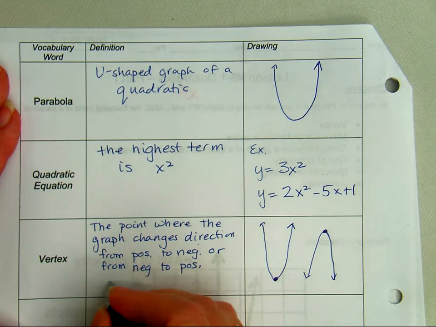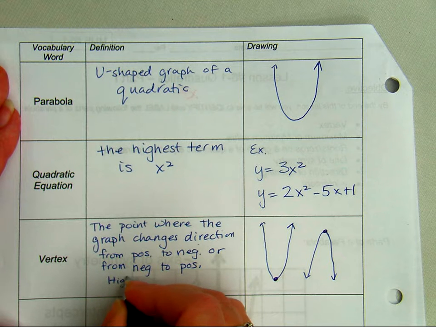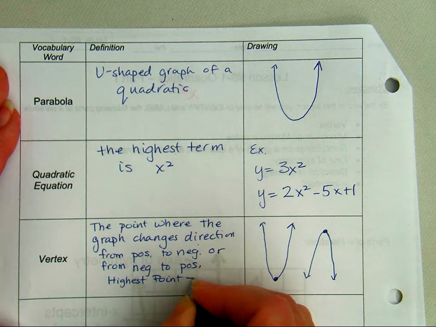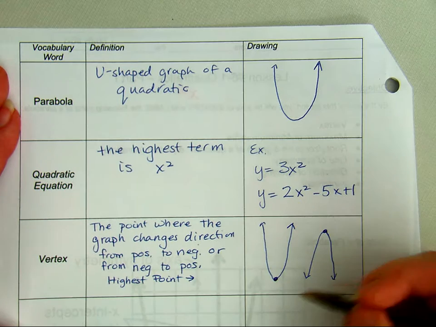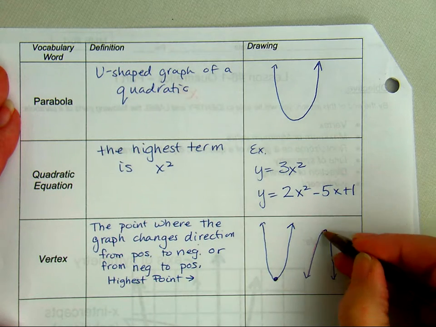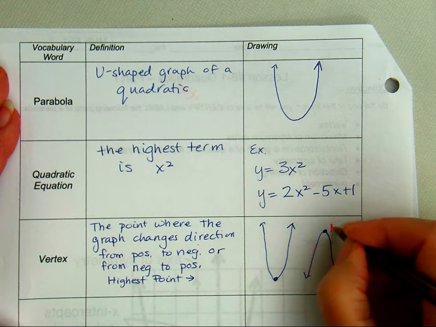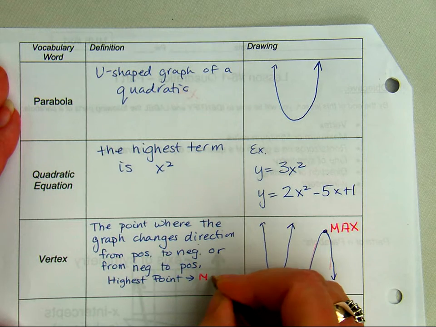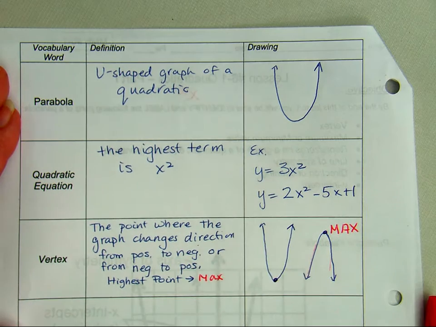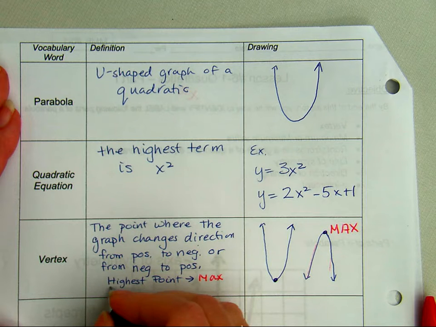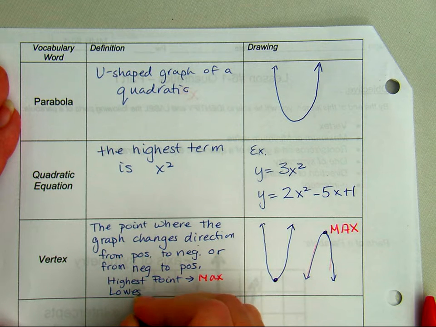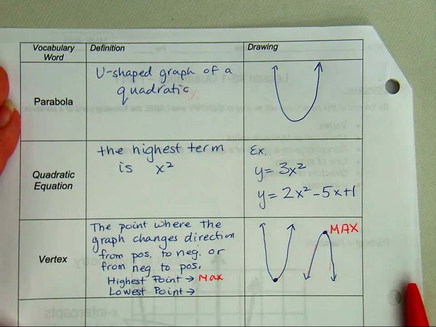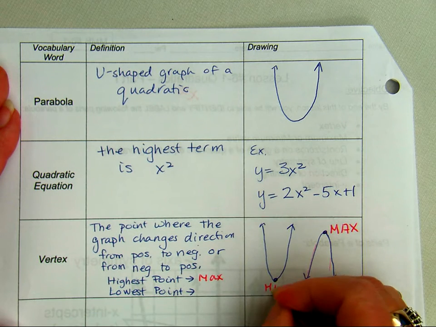And I've shortened those words. If it's the highest point, and let me show you, like on this one, it goes up here, it hits the highest, and it starts going down. This one is called the max, and that stands for maximum. The maximum value. When the vertex is the lowest point, then it's called the minimum, or the min.